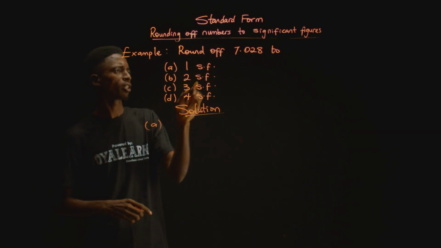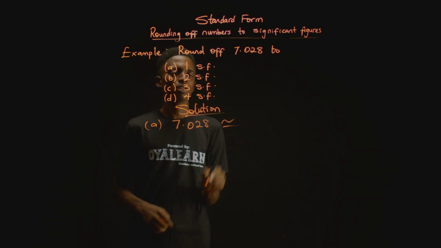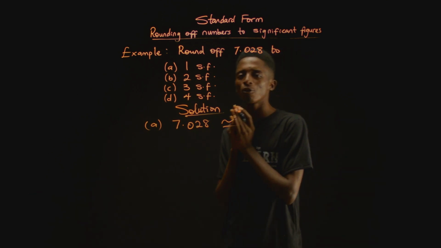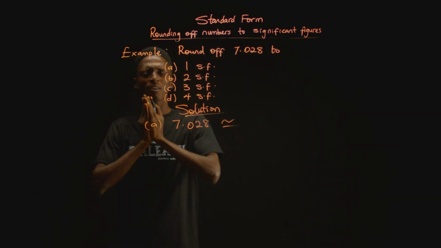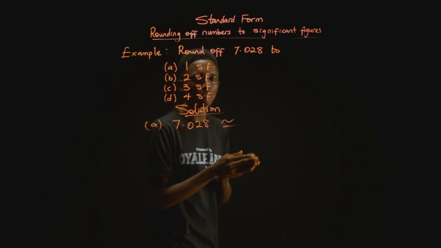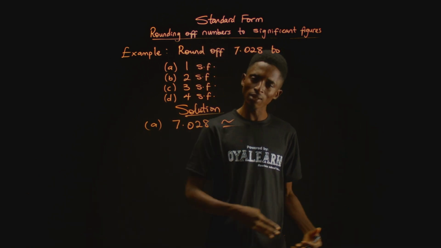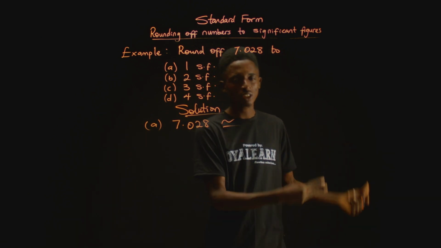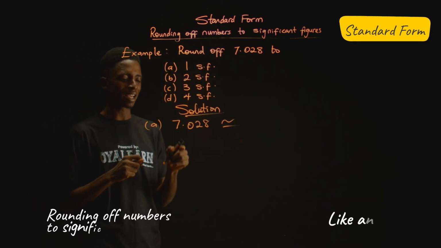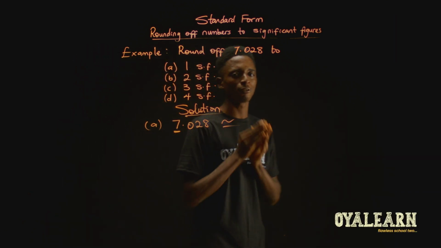Now for A, we are to round off 7.028 to one significant figure. Now remember, to count your significant figure, you start from the left and you identify the first non-zero. The first non-zero becomes your first significant figure. And then every other digit that follows becomes your second significant figure, third significant figure, fourth significant figure, and so on. So starting from the left, the first non-zero we identify here is digit 7. So that means digit 7 is in our rounding off point.